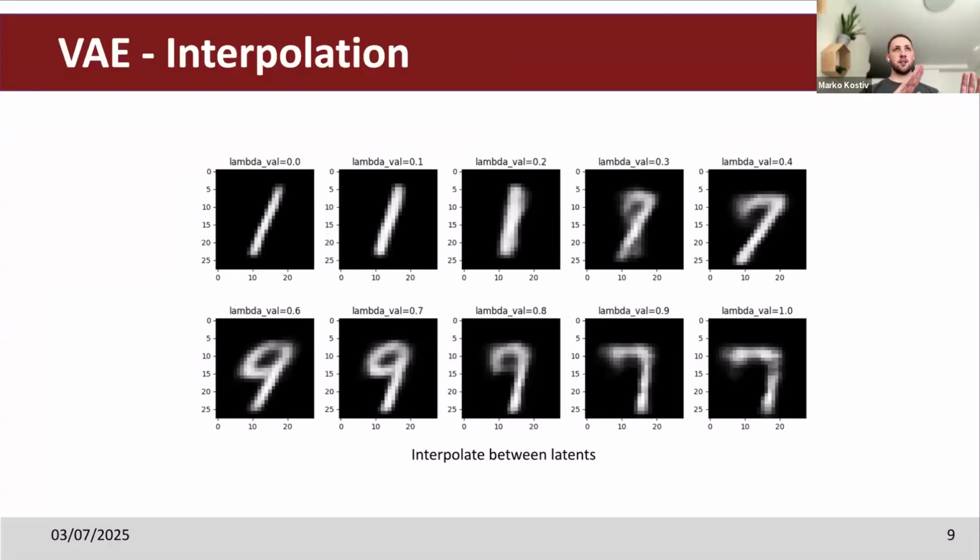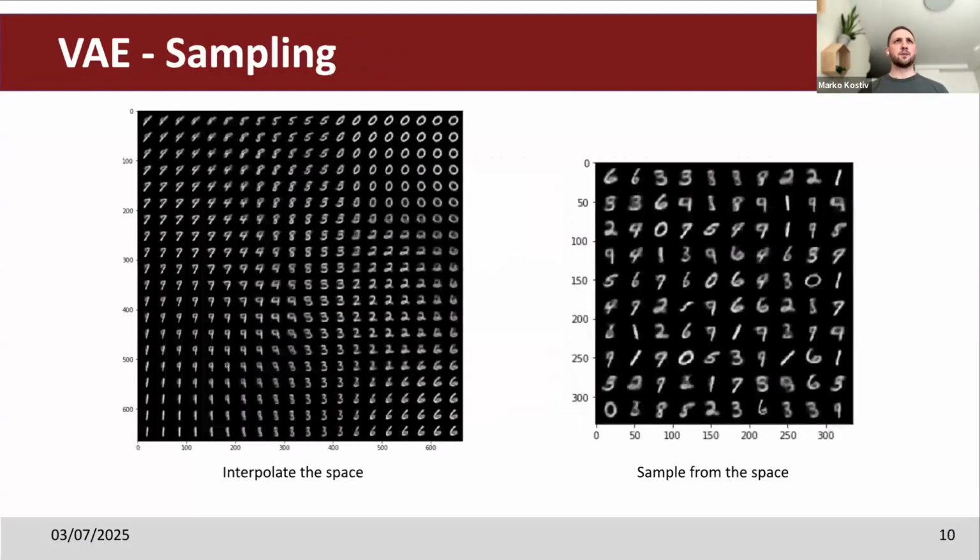The other nice property is that since we learn the entire space of handwritten digits, we can interpolate between the vectors in the latent space and generate new ways of looking at those numbers. Here we interpolate through lambda from number 1 to number 7, and you can see how the number's appearance changes. And the same if we go from number 9 to number 7. In the middle, we get numbers similar to 1, similar to 9, similar to 7, and this shows that we can interpolate through the space.